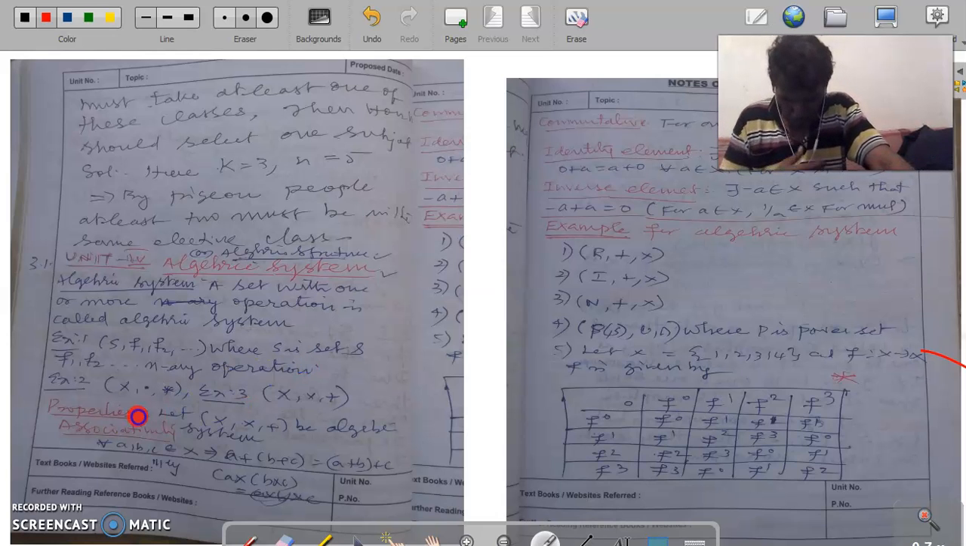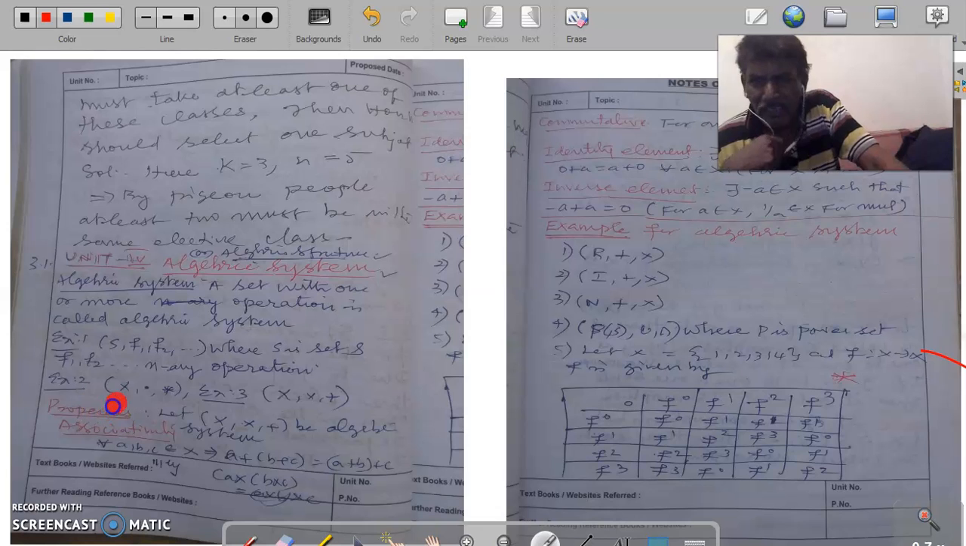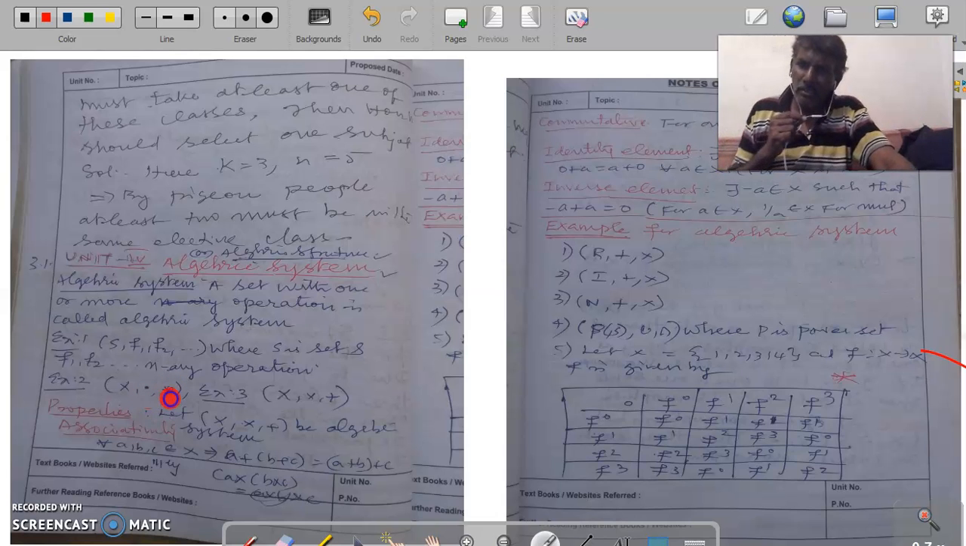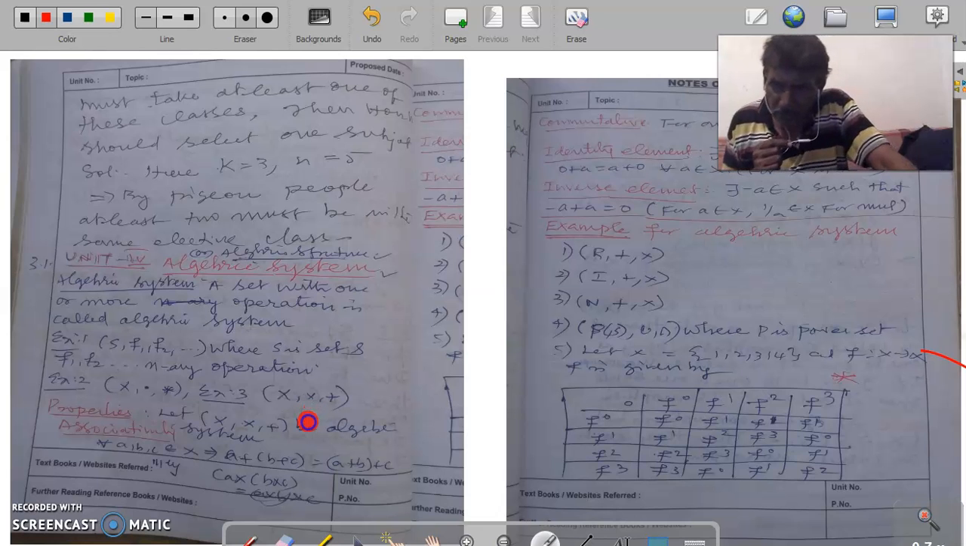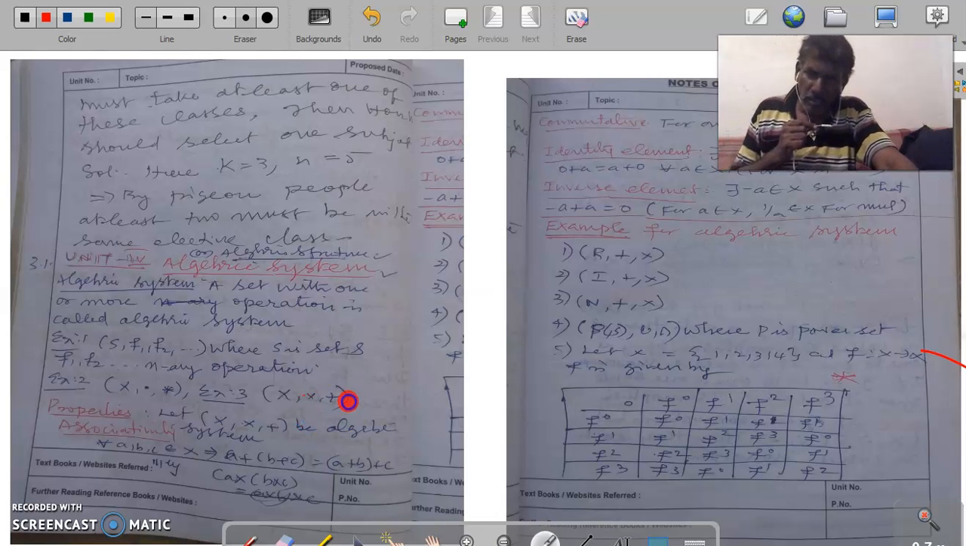Now let us take this example. It's also an algebraic structure where X is a set, dot is one binary operation, and star is another binary operation. Now example 3: X, multiplication and plus. This is also another example of an algebraic structure.